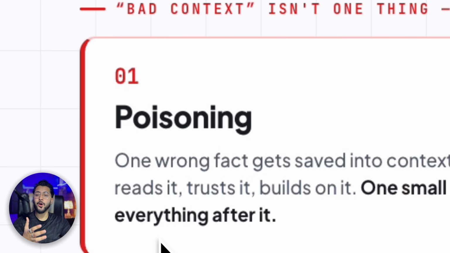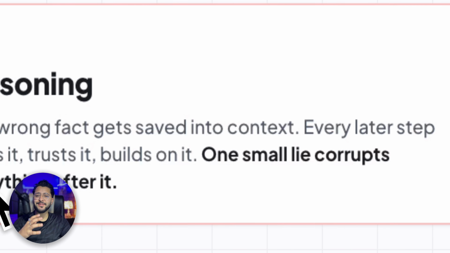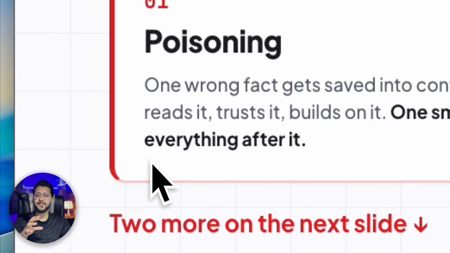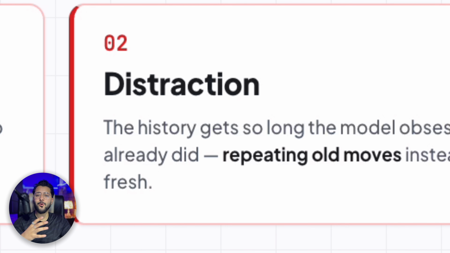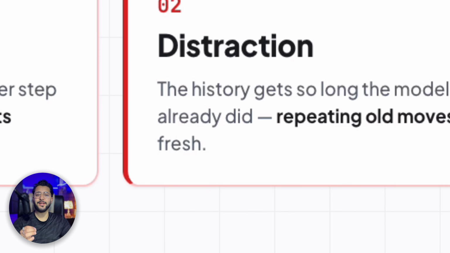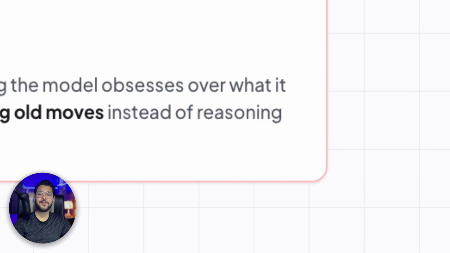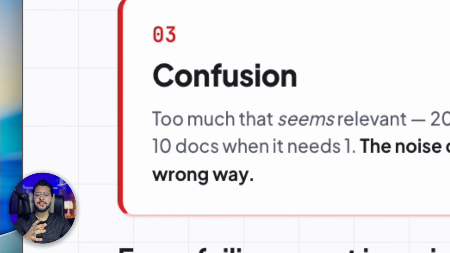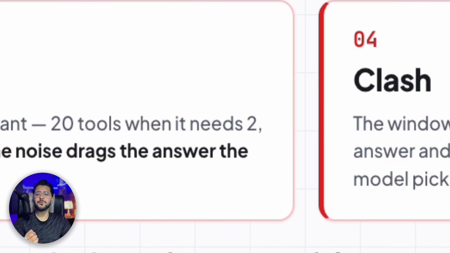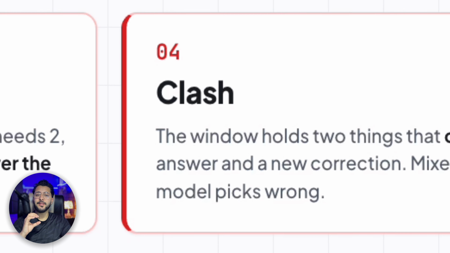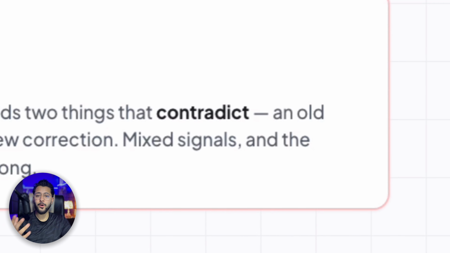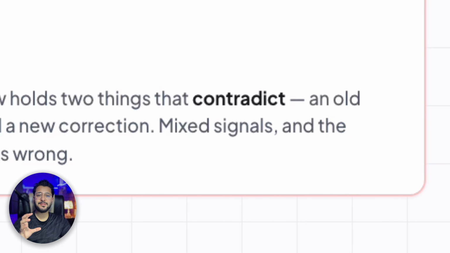1. Poisoning. The model makes one mistake, a wrong fact, and it gets saved into the context. Now every step after reads it and trusts it. One small lie poisons the rest. 2. Distraction. The history gets so long that the model starts staring at what it already did. It repeats old moves instead of thinking fresh. 3. Confusion. You give it too much that looks useful. 20 tools when it needs 2. 10 documents when it needs 1. The extra stuff drags the answer the wrong way. 4. Clash. The window holds two things that disagree: an old answer and a new correction. The model gets mixed signals and it picks wrong. Poisoning, distraction, confusion, clash. Every failing agent has at least one.